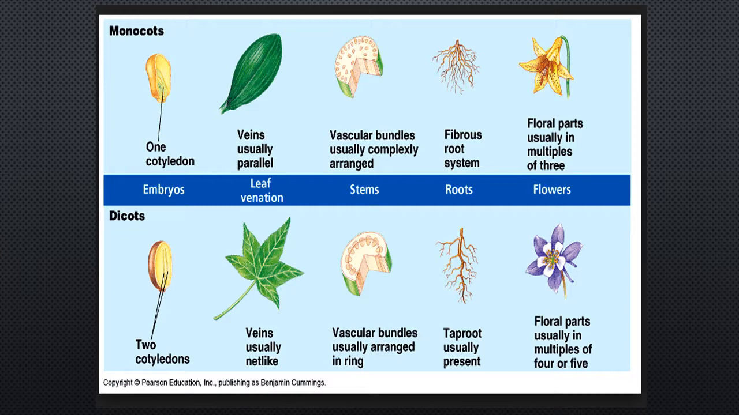And then the dicot has 2 cotyledons. The veins are usually net-like. The vascular bundles are usually arranged in a ring. The taproots are usually present, and the floral parts are usually in multiples of 4 or 5.